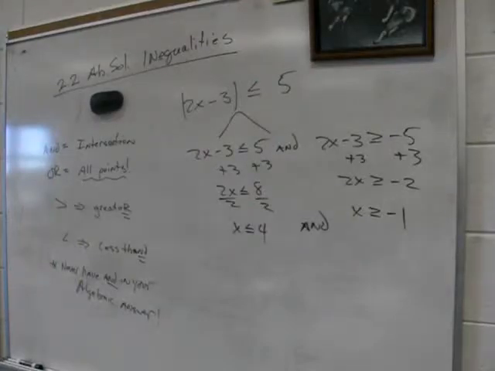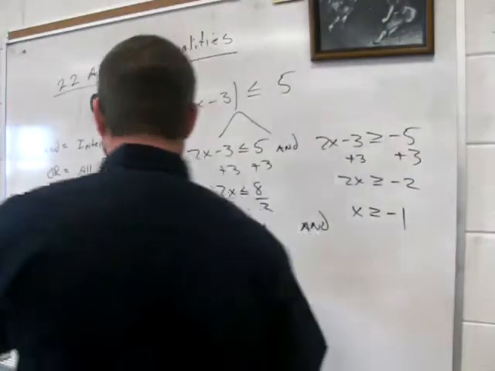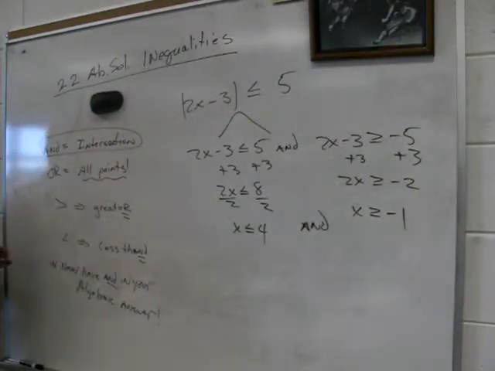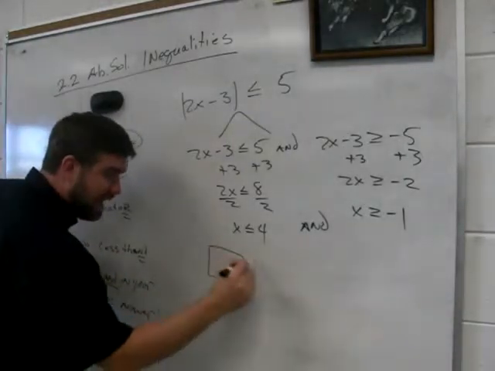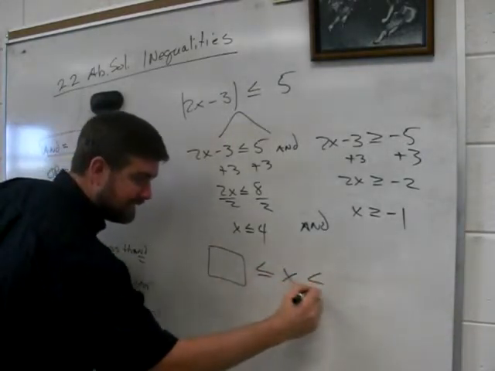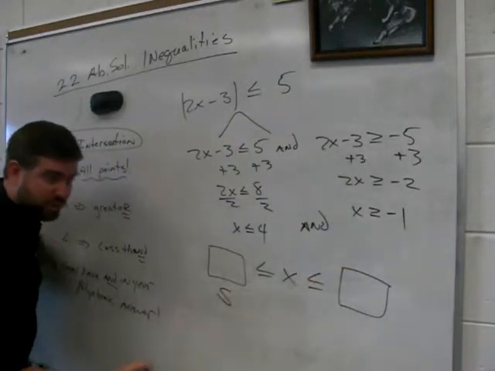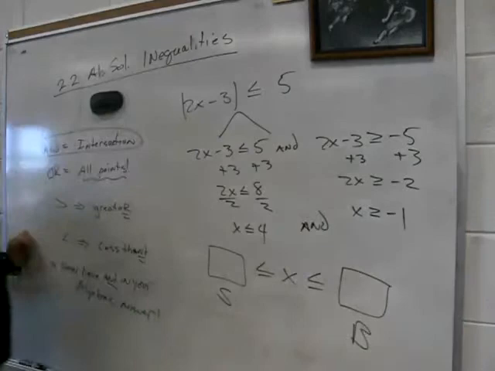Okay, all right, so we said "and" is never in our answer. How are we going to say the intersection of these two places? The way we do that is with a compound inequality. I'm going to do it with a box this first time so you get the idea. It will always look like this. The smaller number will go there, the bigger number will go there.